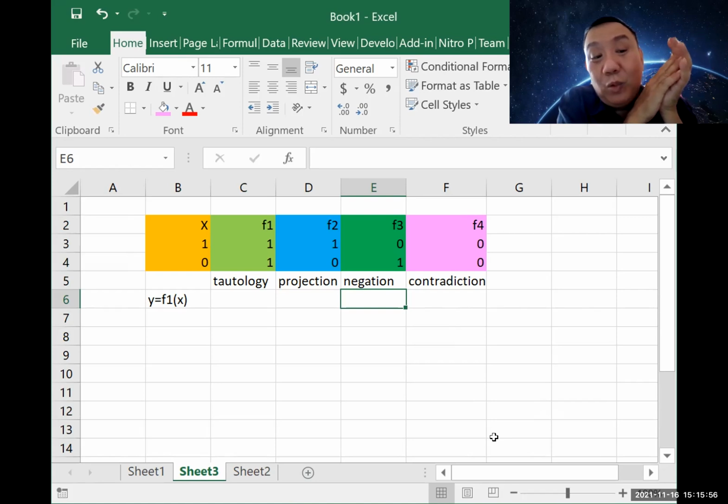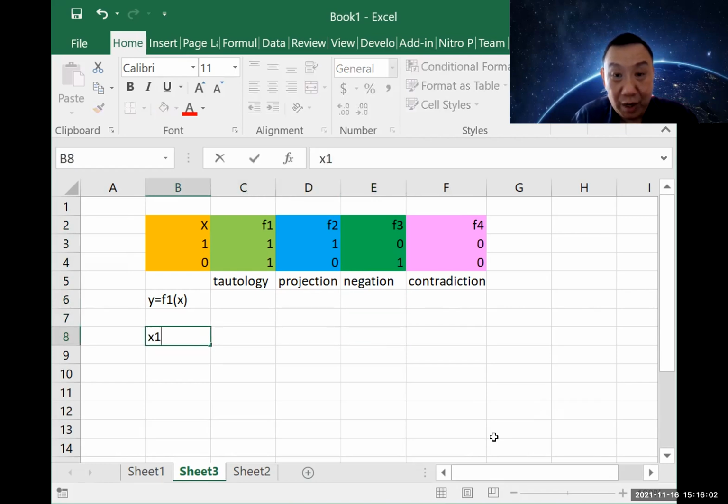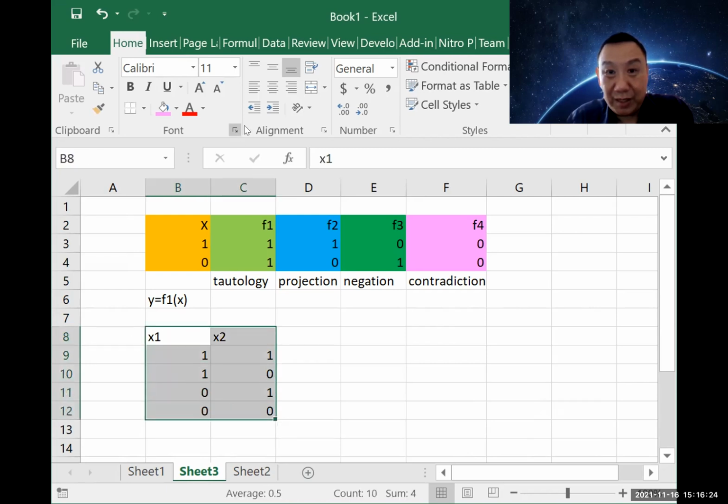How about if I have 2 Boolean variables instead of 1? Okay. What is the meaning? I have x1 and x2. Right? So what are the values? The value can be 1, 1, 0, 0, and here is 1, 0, 1, 0, isn't it? Right? So these are all the possible values, right?